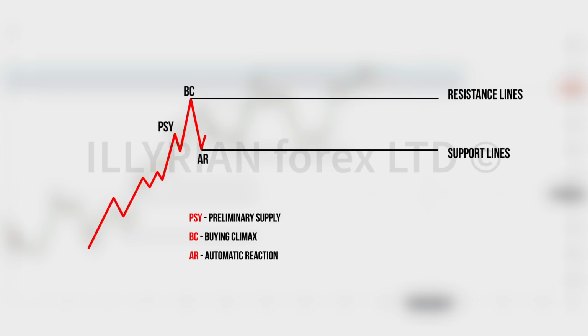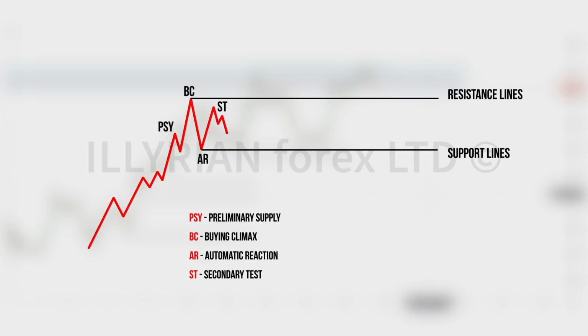AR, automatic reaction. With intense buying substantially diminished after the BC and heavy supply continuing, an automatic reaction takes place. The low of this sell-off helps define the lower boundary of the distribution trading range.